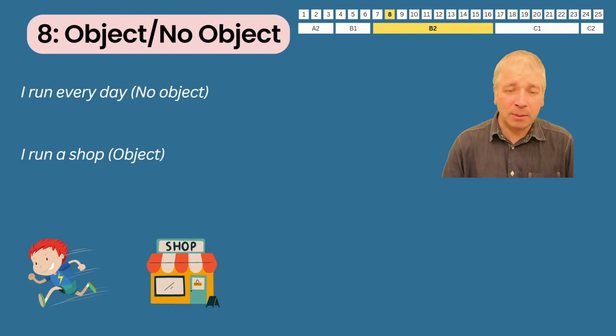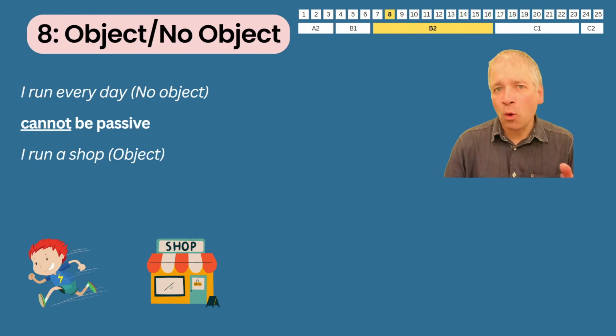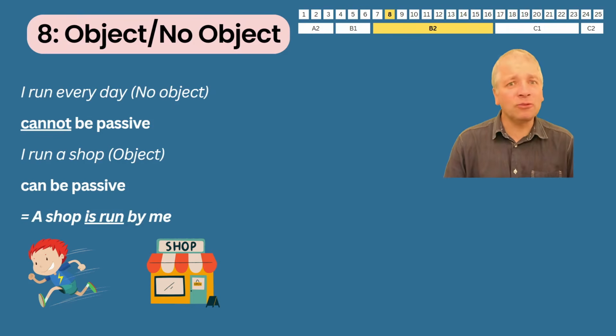What do we do here? Well, we follow a similar principle. Where there is no object, we cannot use the passive, but where there is an object, we can. So I run a shop can be changed into the passive form: A shop is run by me.